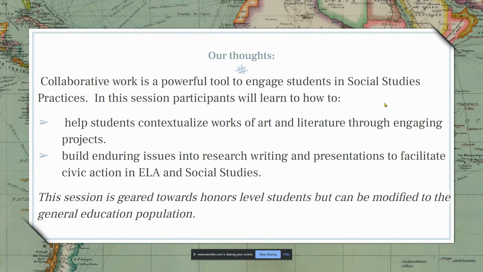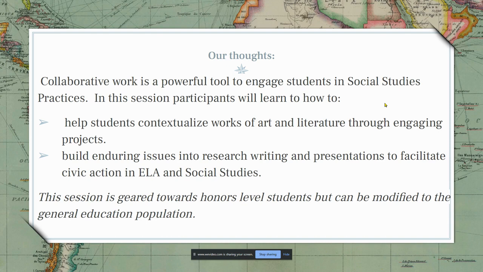So our thoughts in creating this presentation were to show that you can practice social studies skills in a variety of ways that allow the students to build and grow while focusing on different aspects of art and literature in social studies, as well as showing them how their social studies skills can help build as far as research writing goes, or building that civic engagement or civic knowledge in both our social studies and English programs.